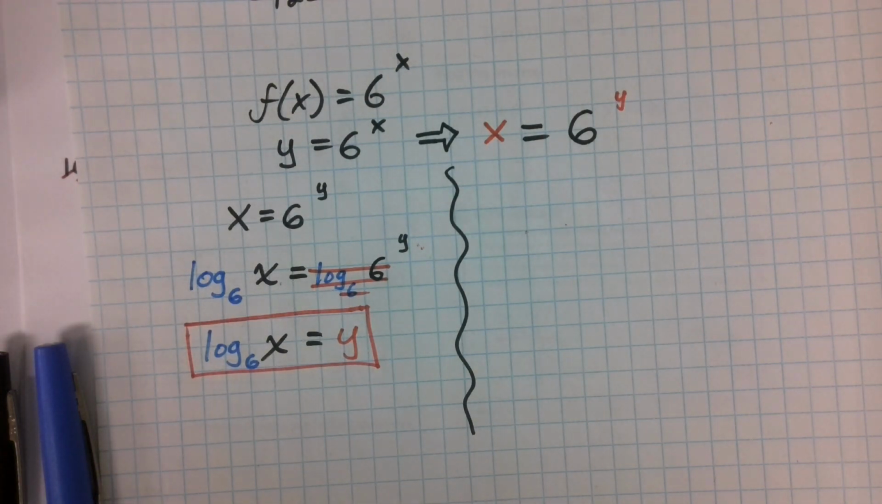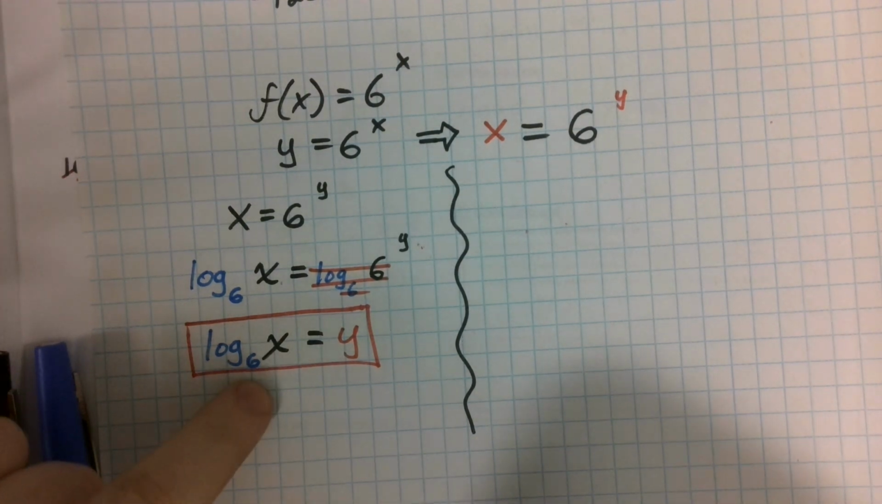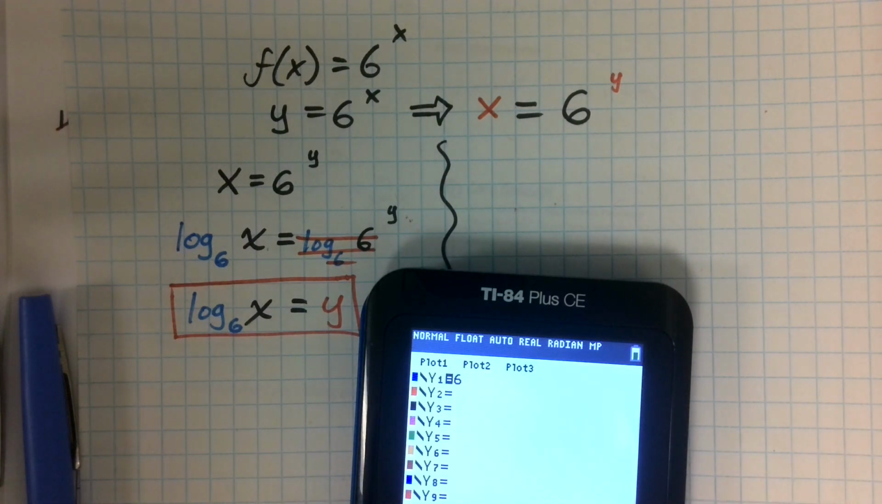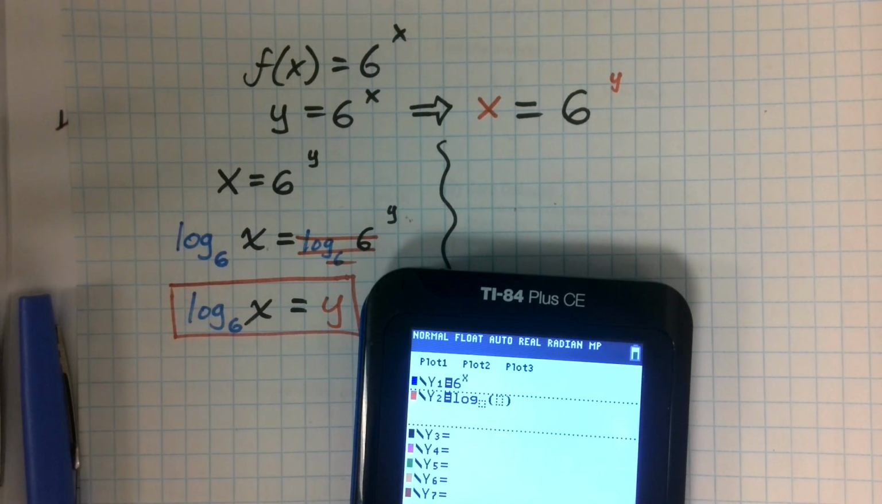I don't believe this, though. I don't think these are inverses. So how can I check? One way I could do it is finding the inverse of this again, seeing if I get back to the original. Another way is we can check graphically, too. Remember that inverses always look like they're flipped across a diagonal line. Of course, we need to access log base 6 here, so we got to go back into the math button to find it.